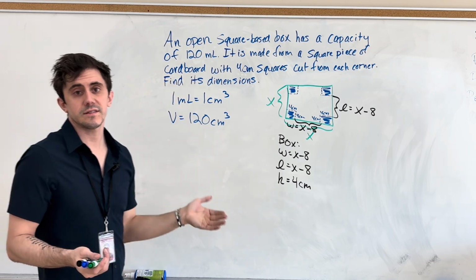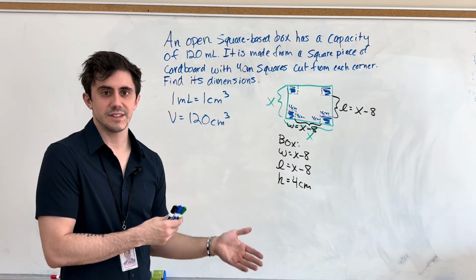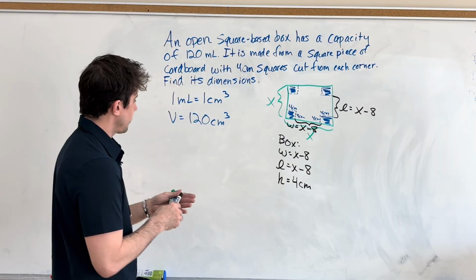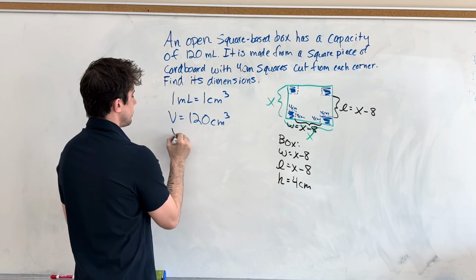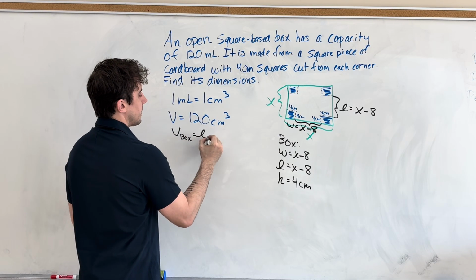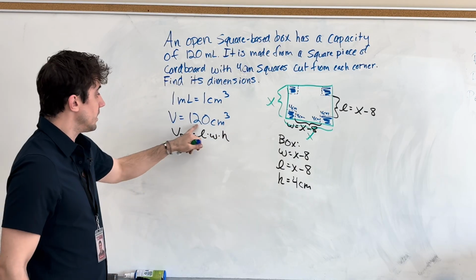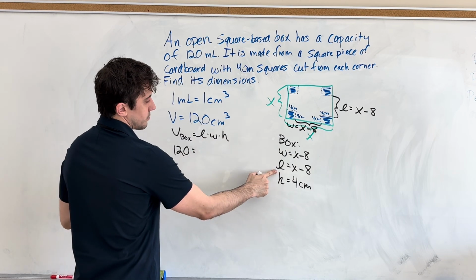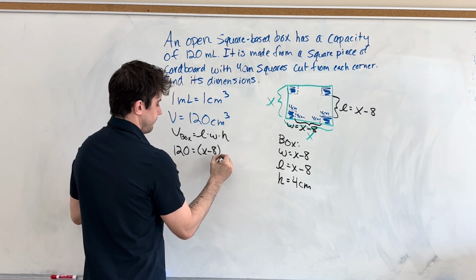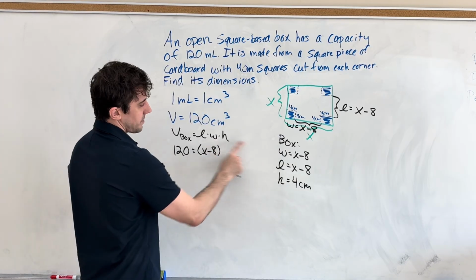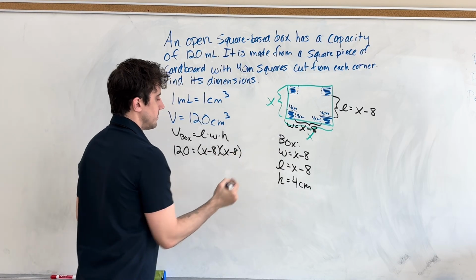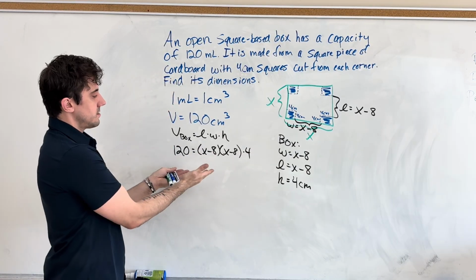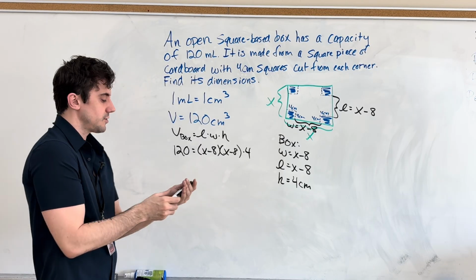So now we have an expression for the dimensions of the box, and we know what its volume actually is. And so that's going to allow us to make an equation, and that will let us solve for this unknown X. So let's go ahead and do that. The volume of a box, very generally speaking, is length times width times height. We know our volume. Numerically, it is 120, and that's equal to the length, which we said was defined by X minus 8, times the width, also defined by X minus 8, times the height of 4. This is a very nice quadratic equation that we know how to solve. So let's go ahead and do that.